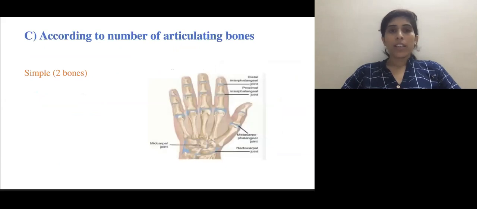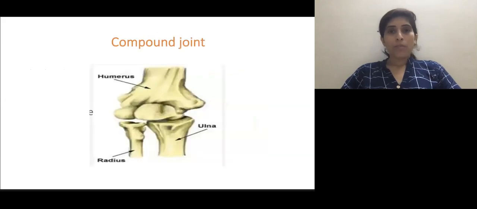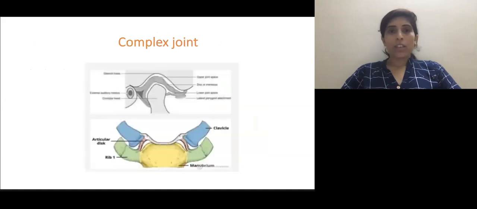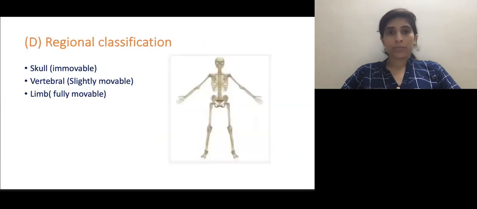Then third is the number of articulating bones, which classifies the joints into simple joints, where only two articulating surfaces form the joint. Compound, where more than two articulating surfaces form the joint. That is, we can say the elbow joint is a compound type of joint. Then complex type of joint, where more than three articulating surfaces are there and which provides the motion.